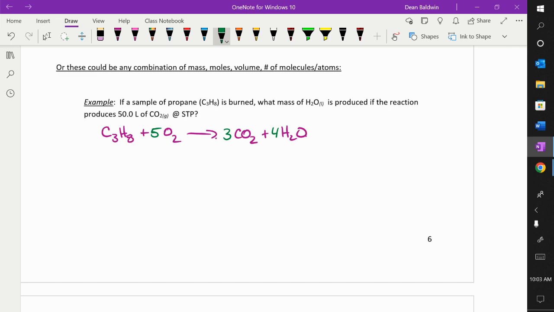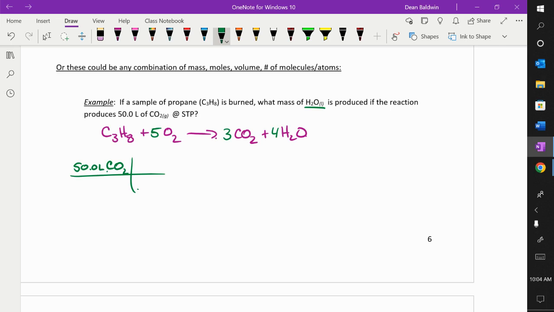Okay. So now we got a balanced reaction. They want to know how much water is produced if the reaction produces 50 liters of CO2. So what we start with is 50 liters of CO2, and that should actually be 50.0. Okay, 50.0 liters of CO2.